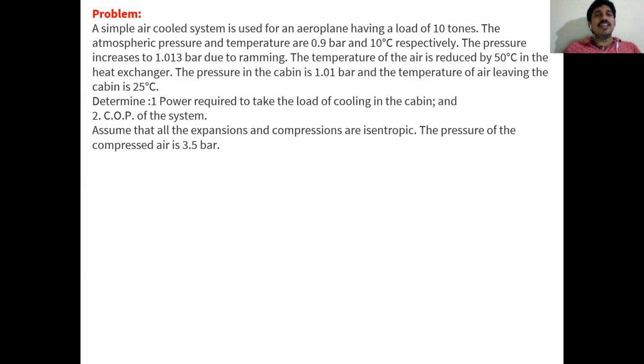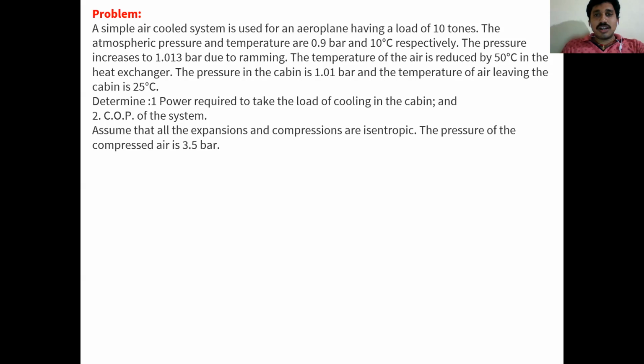The pressure increases to 1.013 bar due to ramming. I already told you in last class. First of all, atmospheric air enters a diffuser where the pressure value rises to the required limit. That process of increasing pressure is called the ram effect, a ramming process. So due to ramming, atmospheric pressure increased to 1.013 bar.